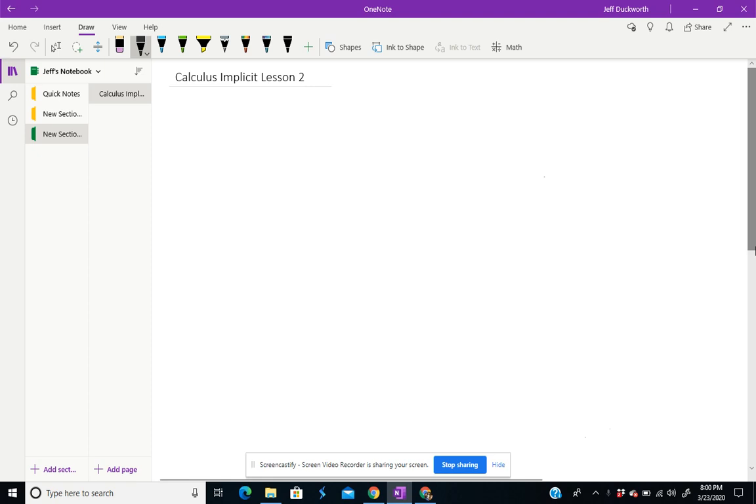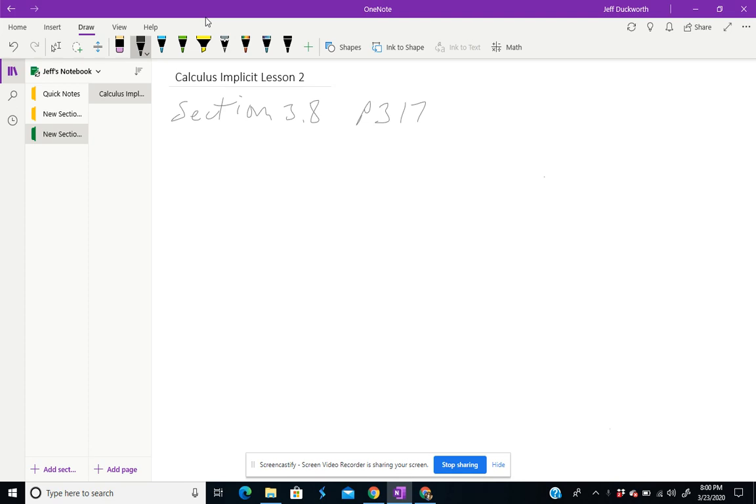Hey there, this is going to be lesson 2 for implicit differentiation. I'm going to do a couple problems from your calc book. So this is going to be section 3.8, and this is going to be on page 317.